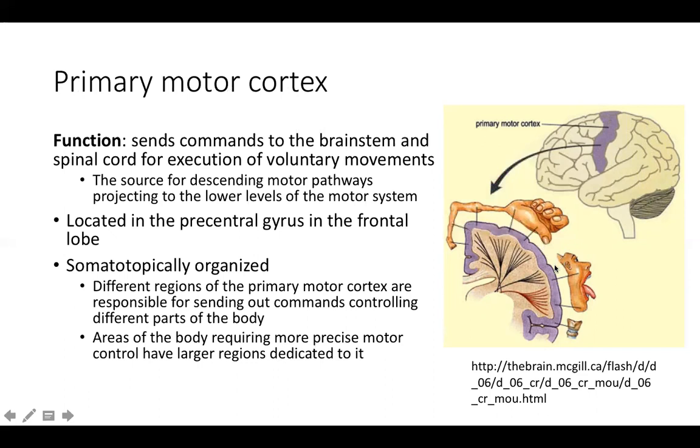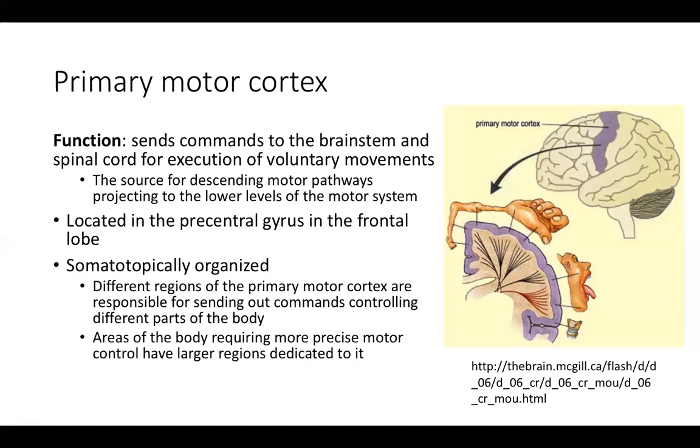So the primary motor cortex is one of the main regions that sends commands to the brainstem and to the spinal cord to execute the voluntary movements that we have in our day-to-day lives. And the source for these descending motor pathways are projecting to lower levels of the motor system. And so this includes the systems that connect to our limbs and actually get us to function, to behave and move in the way that we intend.